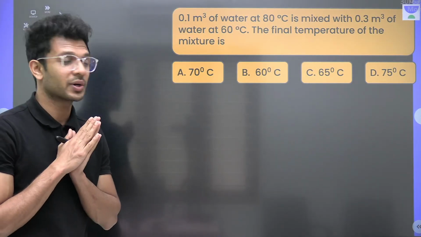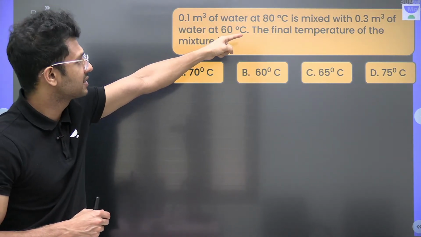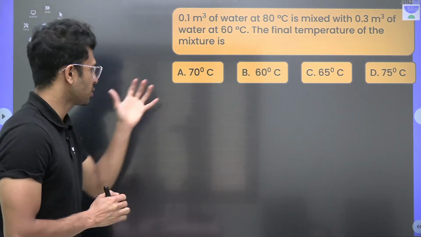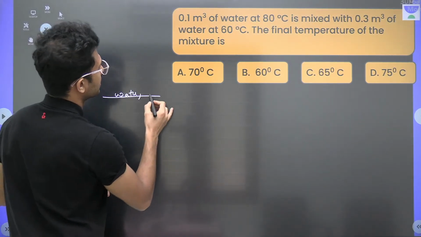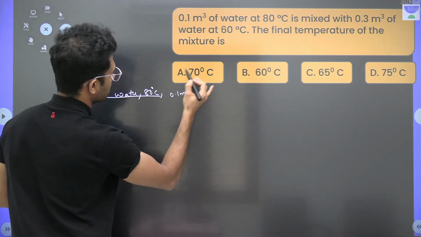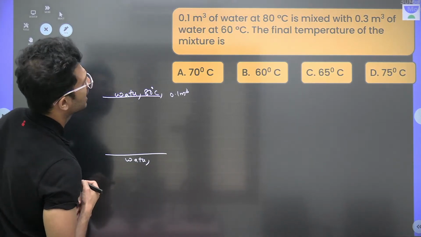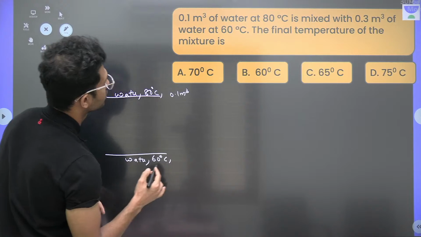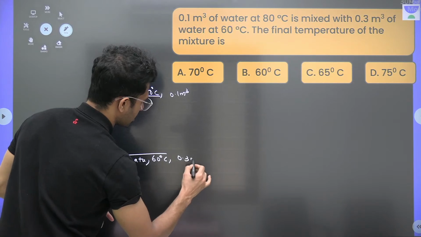Let's see how to do it. It's a nice question, a lovely question. Everybody listen. 0.1 meter cube of water at 80 degrees Celsius is mixed with 0.3 meter cube of water at 60 degrees Celsius. We can draw it here. Here we have water at 80 degrees Celsius, and the volume is 0.1 meter cube. Now we have another quantity of water at 60 degrees Celsius, with a volume of 0.3 meter cube.